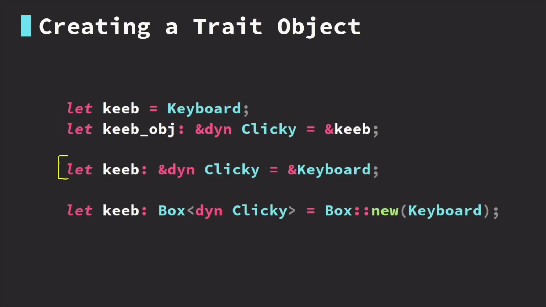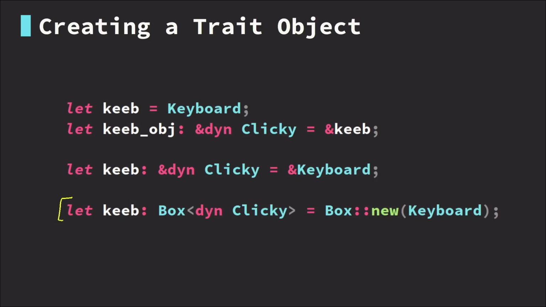The second way to create a trait object is to just immediately borrow a structure that you created. So here we're creating a keyboard, we're immediately borrowing it, and we're setting the type annotation to be a reference to a din clicky. Usually you don't really want to use this too much. You want to stick with the first one or the third one, which we're about to go over. The reason you don't want to use this all the time is because storing a reference into a vector isn't always useful depending on what you're trying to accomplish.